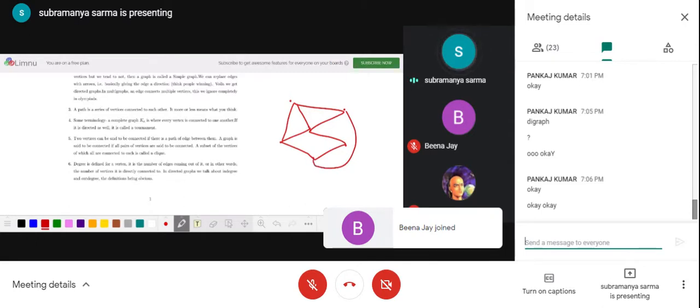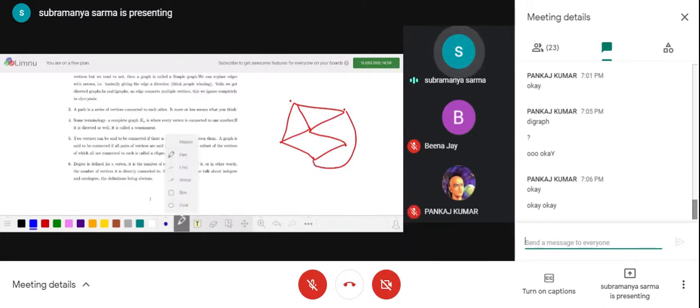Oh wait, I should have used different colors. I'll just do that. I'm sorry about that. Right, so you see this graph, it has, I believe, six vertices and multiple edges.